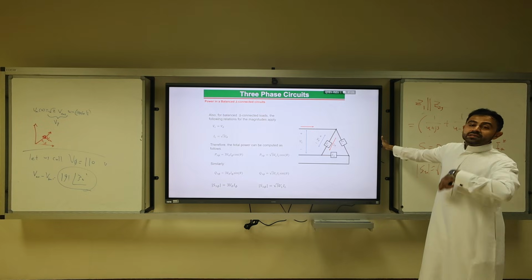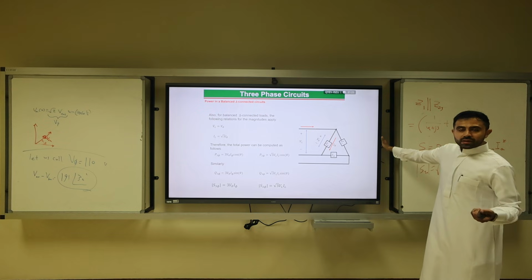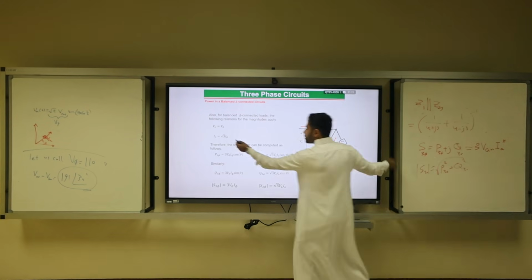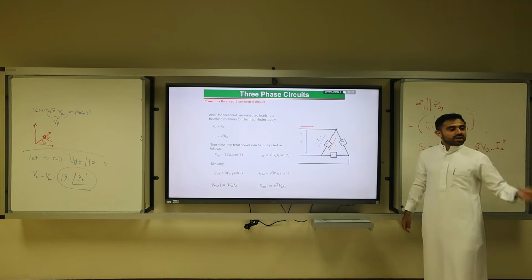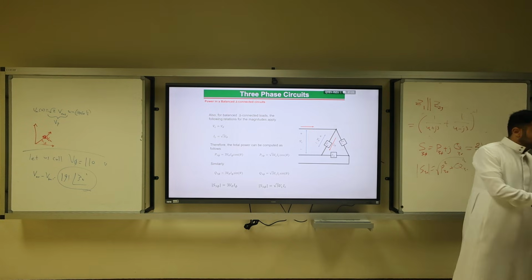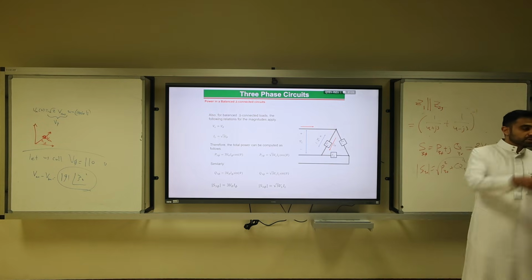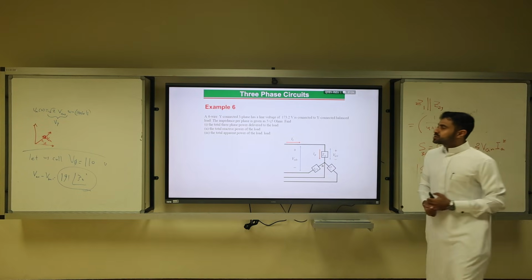Now if you have a balanced delta connection, it's the same story. It doesn't matter, because the square root of 3 would now come from the current, not from the voltage. So always ask: am I using line or phase? Based on that, proceed with the power, and accordingly proceed. Get it? Let's do this example.